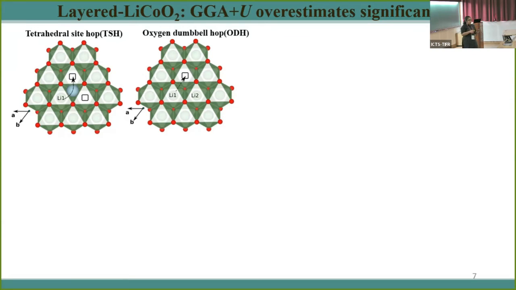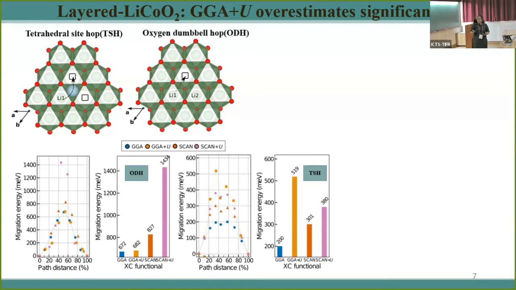When the lithium ion moves from the initial to the final site via the intermediate tetrahedral site, it's called the TSH mechanism. And when it moves via the oxygen double site, it is called the ODH mechanism. ODH, usually because of the higher amount of electrostatic repulsion, has a higher barrier when compared to TSH. We calculated the barriers for both mechanisms, ODH and TSH, and as expected, ODH tends to give a higher barrier than TSH.